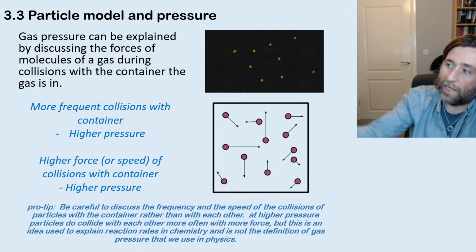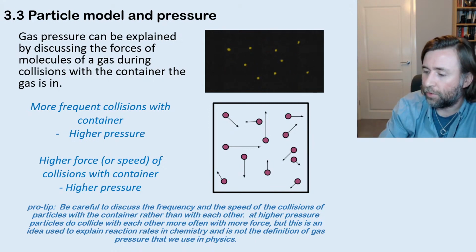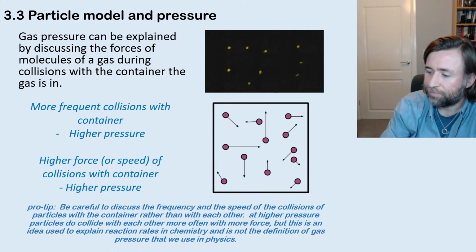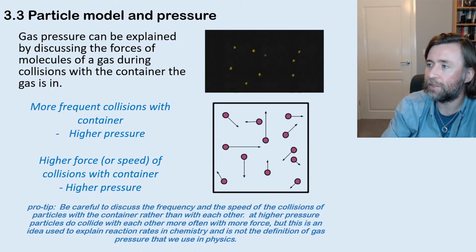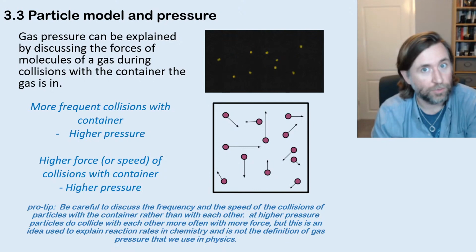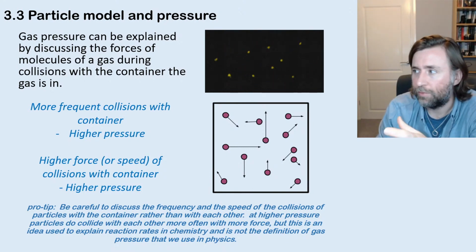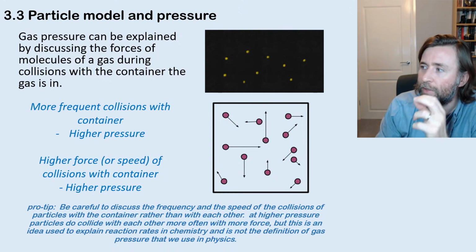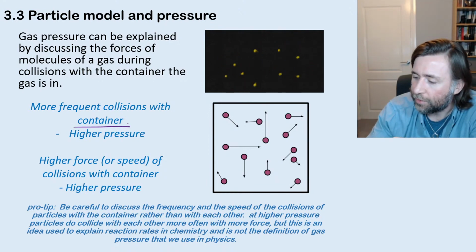And this is an animation here of Brownian motion, which is just the random motion of particles of a gas. Now when we're talking about gas pressure, we always talk not about the collisions between the particles, and the particles do collide, but we'll save that bit for explaining reaction rates in chemistry, please. Okay, when we're talking about gas pressure in physics, we're really just talking about collisions with the container.